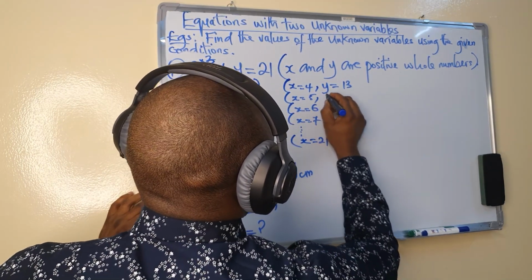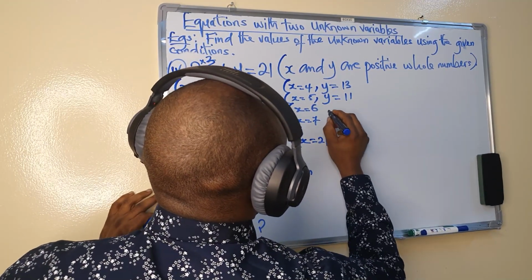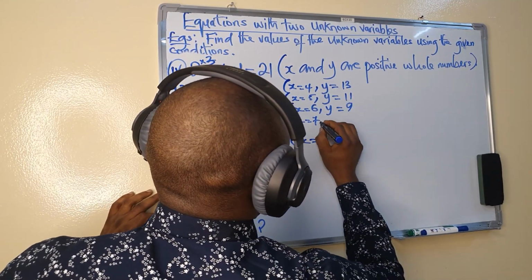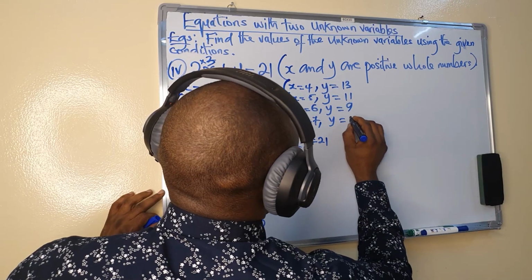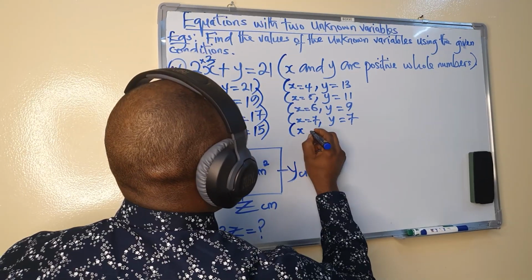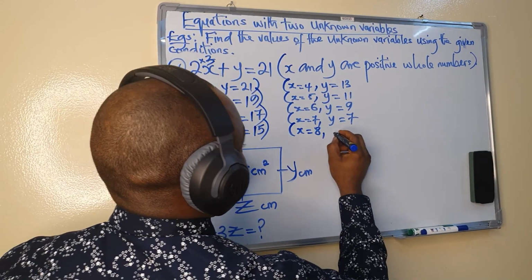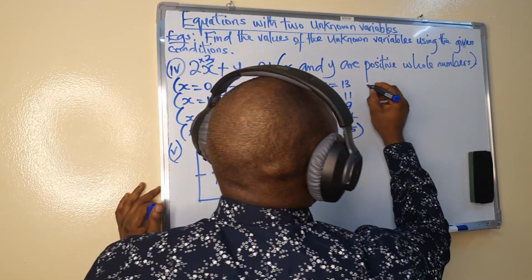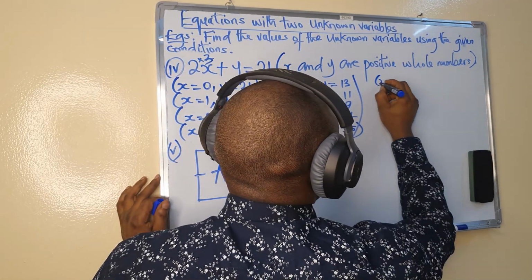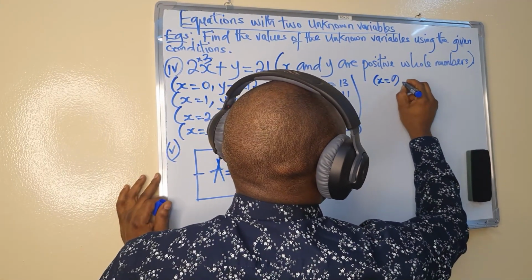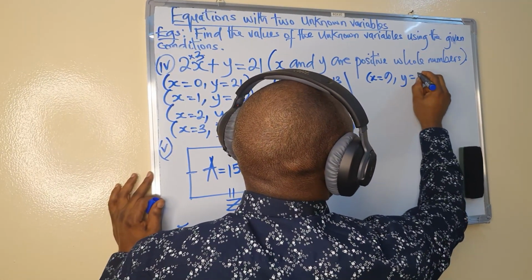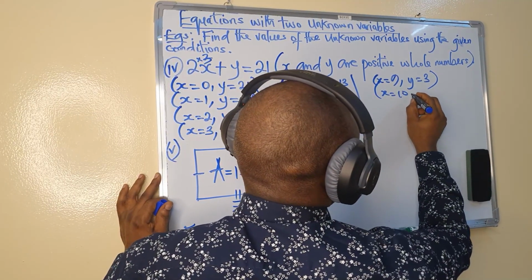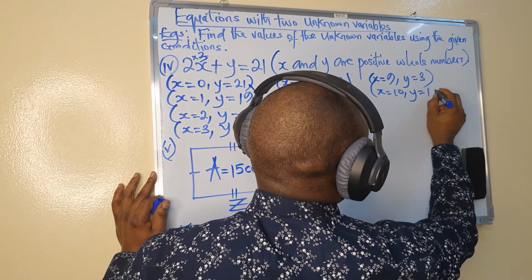When x grows to 5, y is going to reduce to 11. When x grows to 6, y is going to reduce to 9. When x grows to 7, y is also going to reduce to 7. When x takes the value of 8, what happens to y? Y is going to take the value of 5. When x takes the value of 9, what happens to y? Y is going to reduce to 3. When x takes the value of 10, what happens to y? Y is going to take the value of 1.